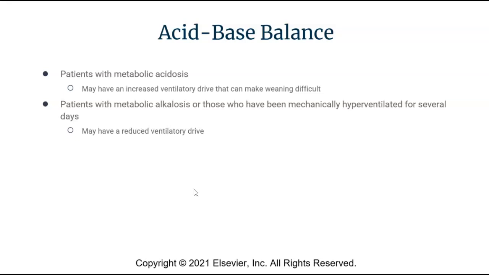Patients with metabolic alkalosis, or those who have been hyperventilated for several days, might have reduced ventilatory drive because their body has adjusted to the new norm of having that lower CO2. So you want to be careful with these patients before just abruptly discontinuing ventilation. You might want to reduce your support gradually to help them restore that acid-base balance before pulling the tube completely out.